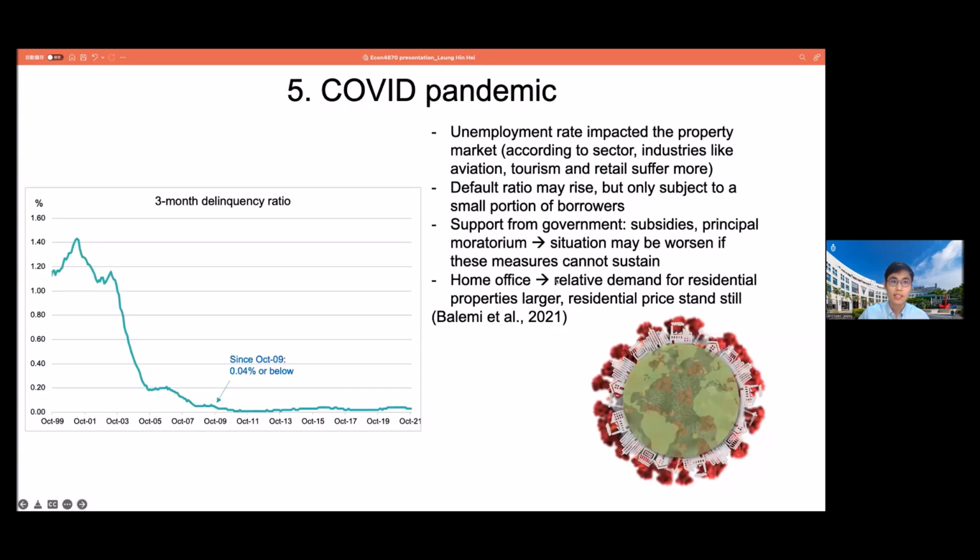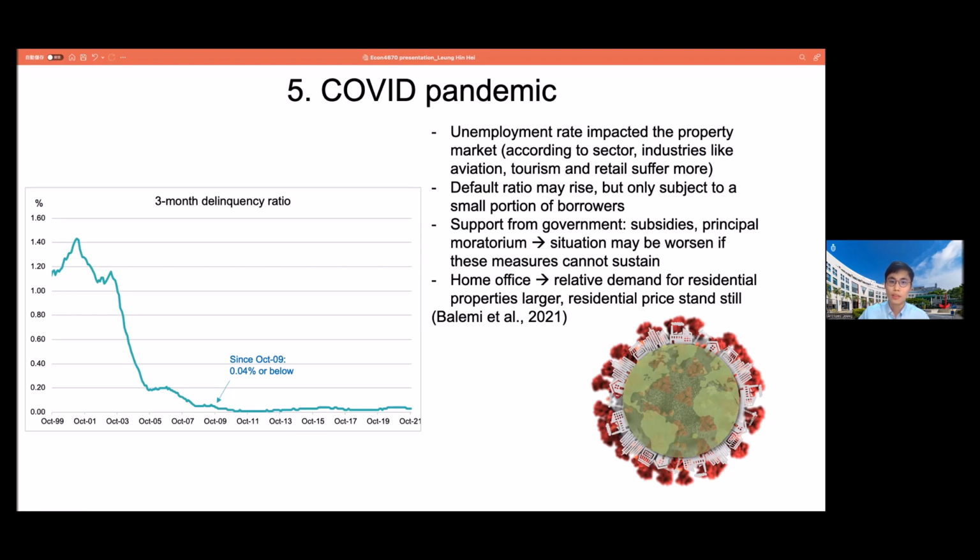Okay, as there was recently a COVID pandemic, some scholars have also reviewed the effects of the pandemic on residential property prices and on loan repayment. Because the unemployment rate would be impacted, some sectors, for example aviation and tourism, will suffer more. Workers in these industries may not repay loans as stably as those in other industries, and the default ratio may rise for those borrowers.